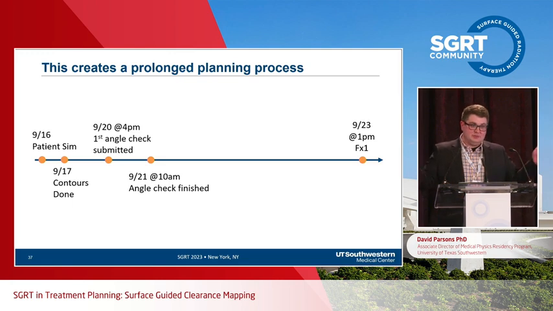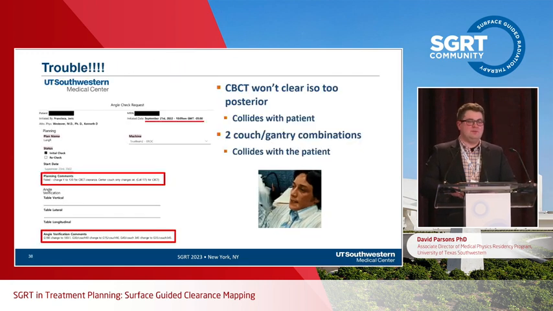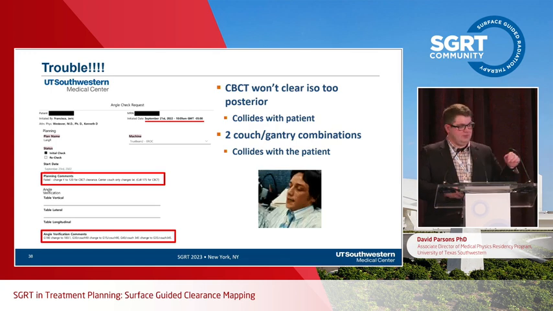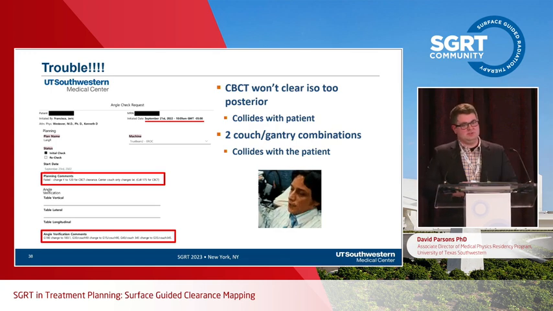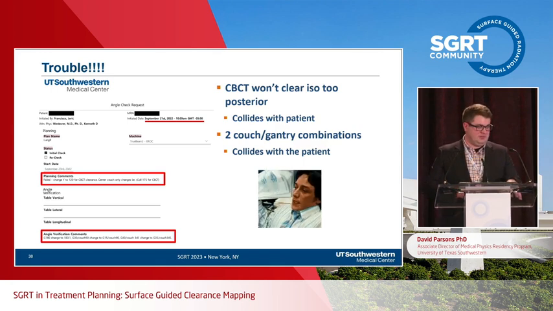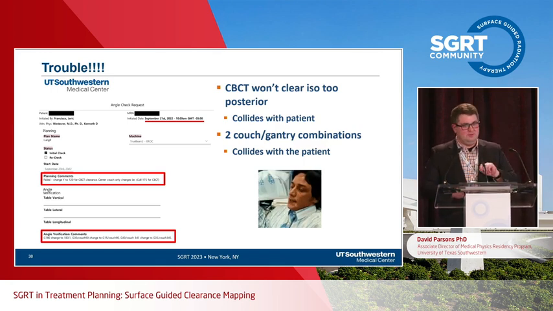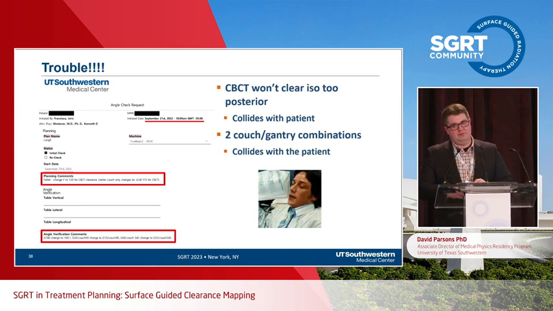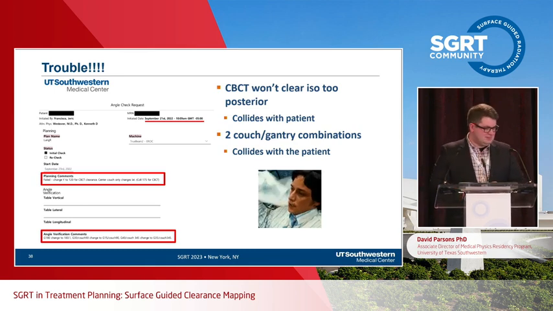Therapists find a slot during the day to do that angle check, taking 10 minutes out of a treatment slot. And by 10 a.m., they say, we have a problem. For this particular plan, there are 2 angles they think, for couch and gantry combinations, that will definitely collide with the patient. And when we take a cone beam, we won't be able to clear all the way around. So it's time to panic.